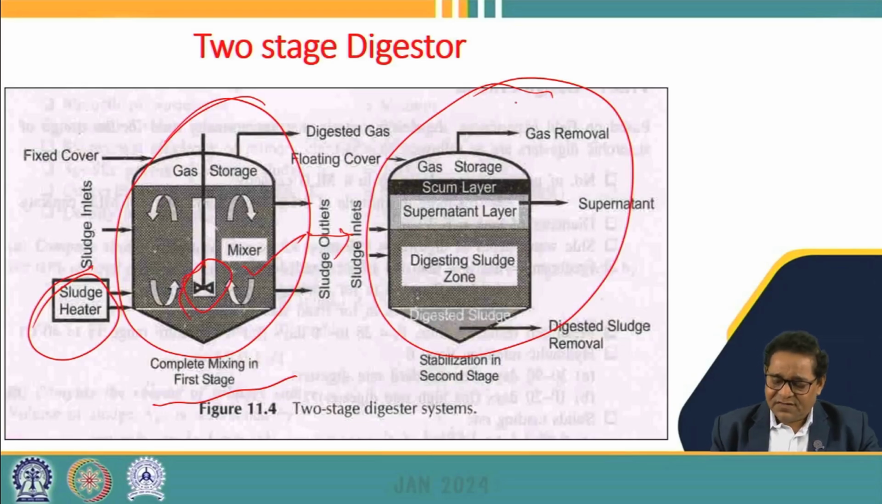This second tank is used for extended digestion of the waste from the first stage digestion process. So this is basically the combination of the two types of digester. It combines the benefits of single stage and standard rate digesters both. So this becomes the most economical and most efficient digester to be used for digestion of sludge.